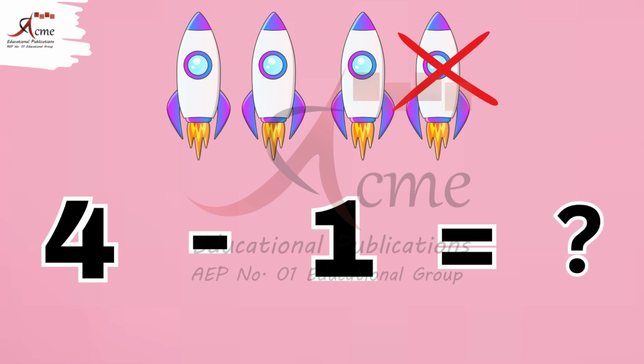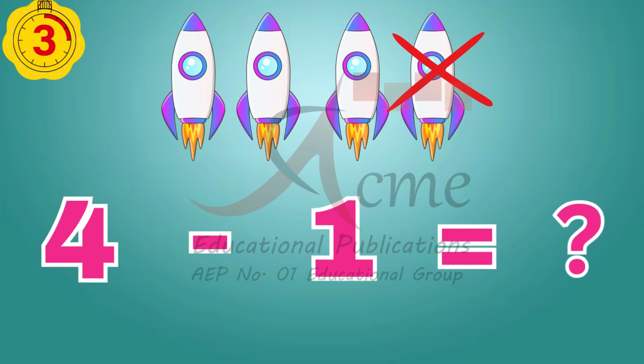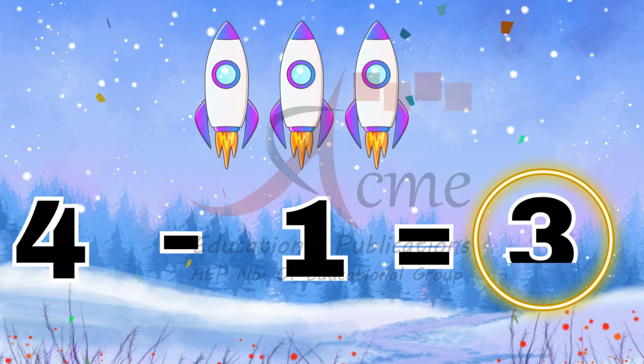I'll give you 5 seconds to count. Four rockets minus one rocket. How many rockets are left? That's right. Four rockets minus one rocket equals three rockets.